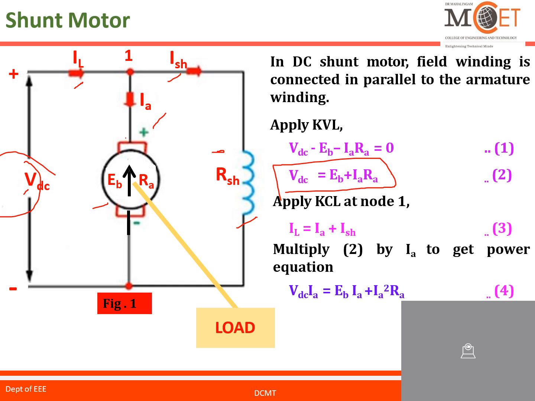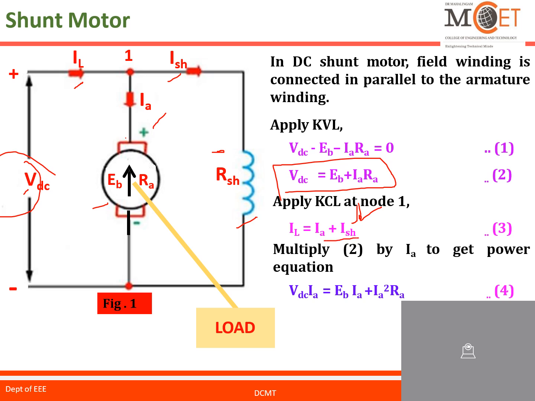Here the current equation is obtained using Kirchhoff's current law. The field current is very small and nearly constant, so the magnetic flux remains constant. So the load current, the input line current, is equal to the armature current plus the shunt field current.